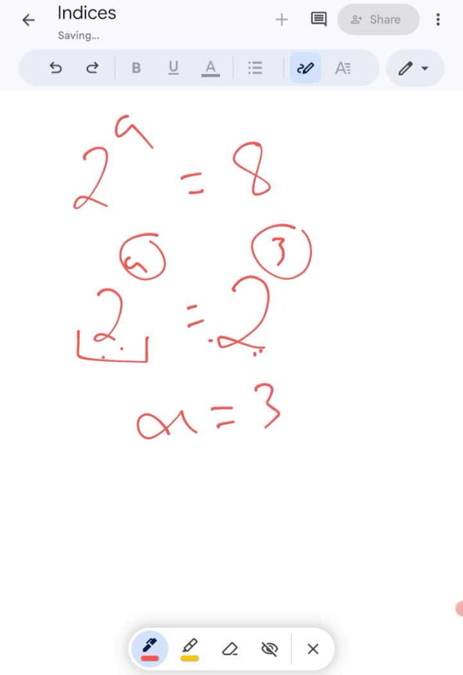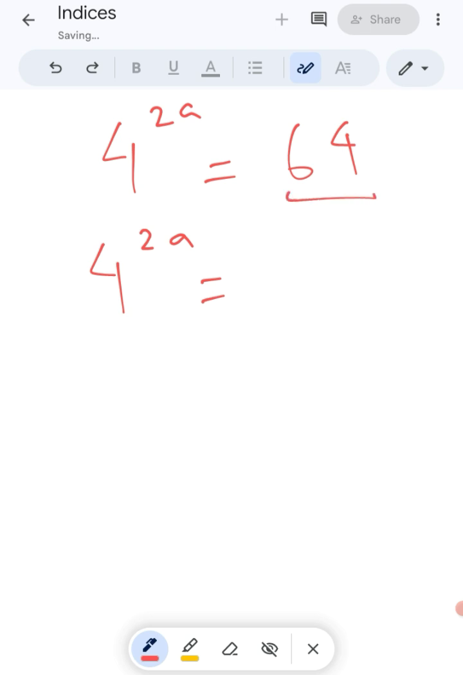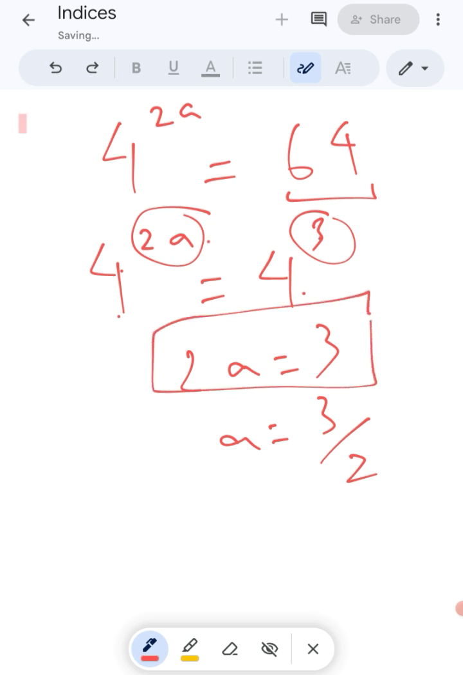Fine. Let's do another example. Suppose you are having a question like this: 4 raised to the power 2A is equal to 64. Now 4 raised to the power 2A is there, and I need to put this 64 also to the base of 4. So 4 raised to the power 3 was 64, right? Now as 4 and 4 are there as a base, I can simply put this power as my answer. So 2A is equal to 3, and A is equal to 3 upon 2. So these bases, they come with your equals to sign as a normal number of yours.